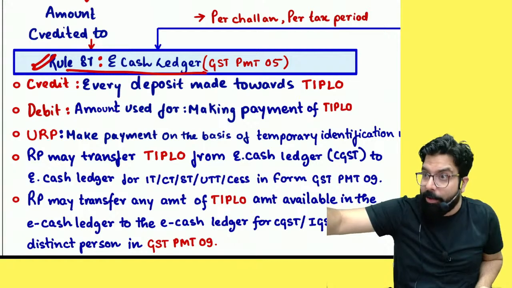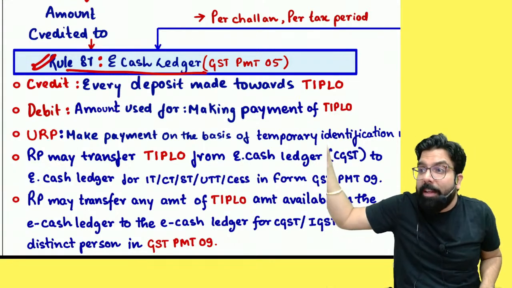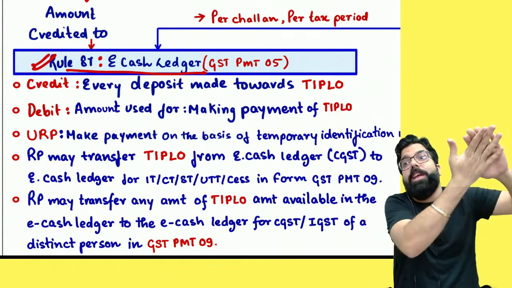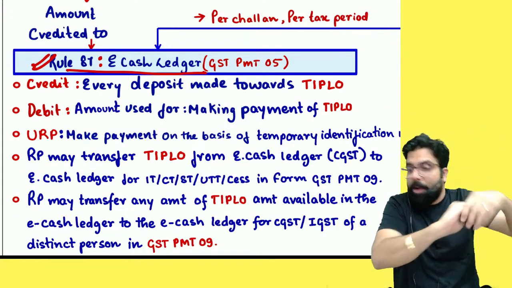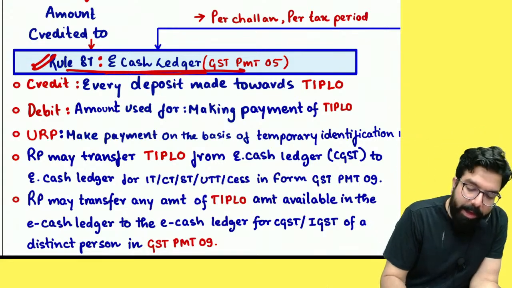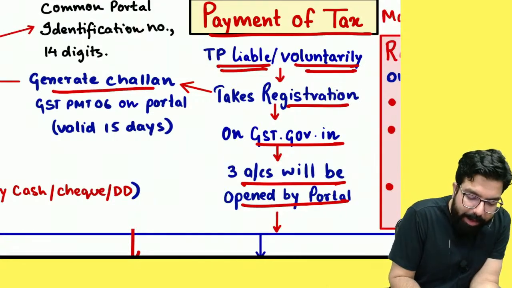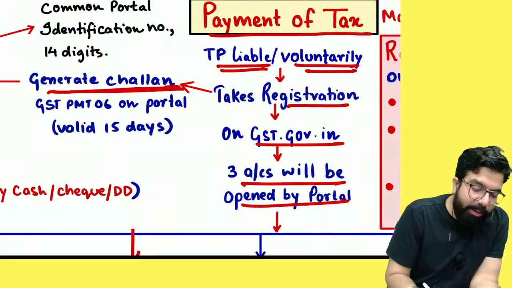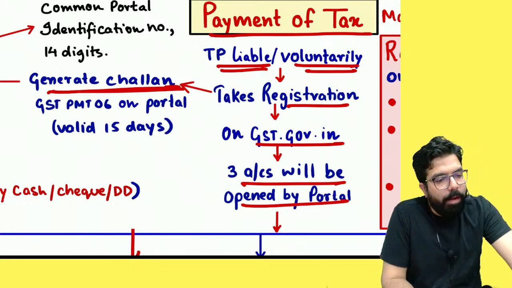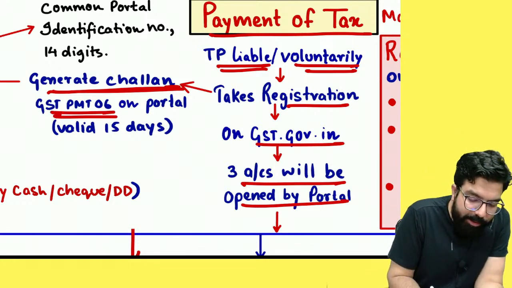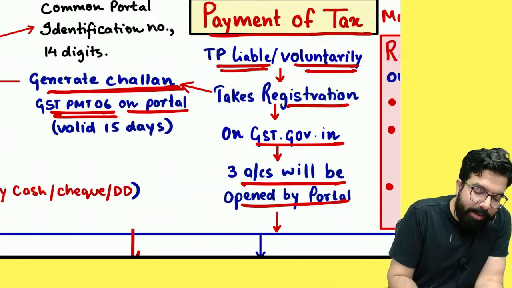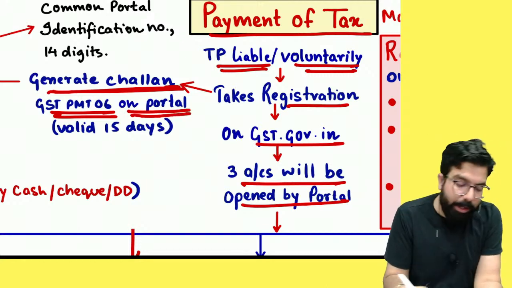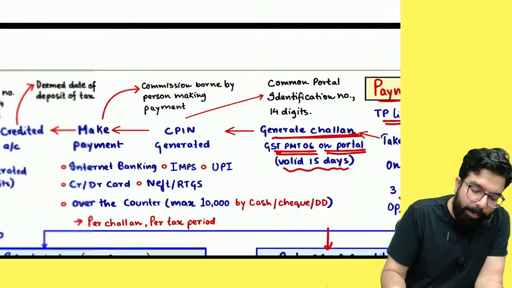So first I have to, can you throw cash? Will the government take cash? No, you have to first deposit in your e-cash ledger and then use your e-cash ledger. Are we clear everyone? So it is going ahead and telling you over here how to make the deposit. Whenever a person wants to make the deposit, he will generate one challan. That challan is known as what everyone? GST PMT 06. Where will you generate the challan? On the common portal, and the challan is always valid for how many days?